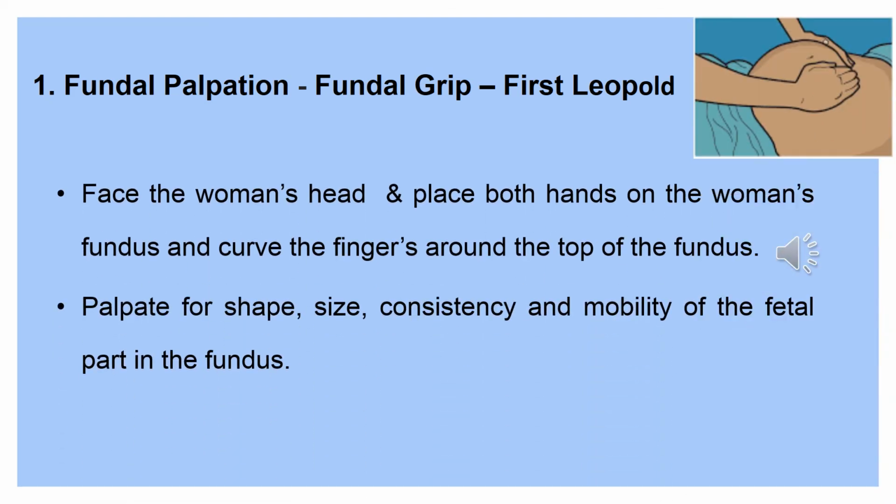Now we'll see how to perform the fundal palpation. The examiner has to stand facing the woman's head and place both hands on the woman's fundus and curve the fingers around the top of the fundus. Palpate for the shape, size, consistency and mobility of the fetal part which is present in the fundus.